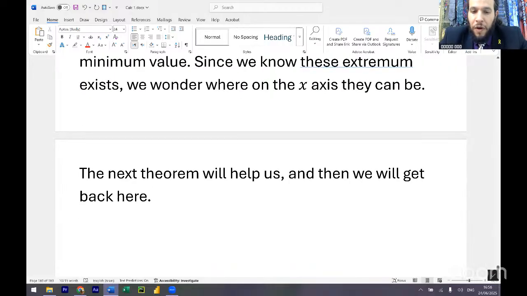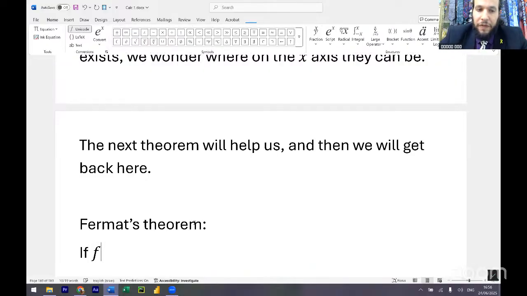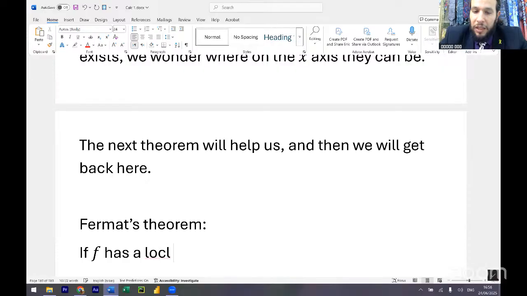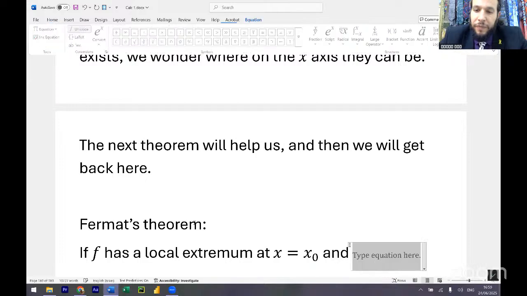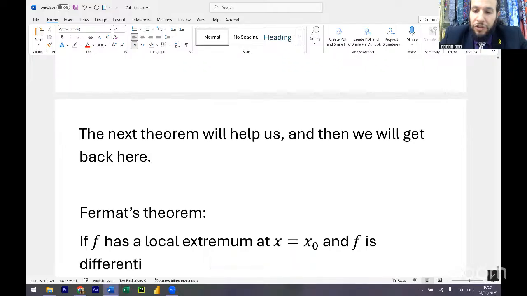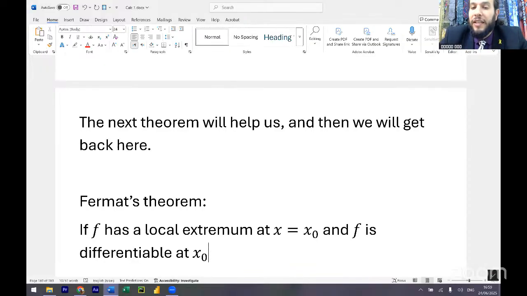Okay? So Fermat's theorem says the following. If f has a local extremum, and I'll write the exact definition in a bit. If f has a local extremum at x equals x0, and f is differentiable at x0, then what must be the derivative?